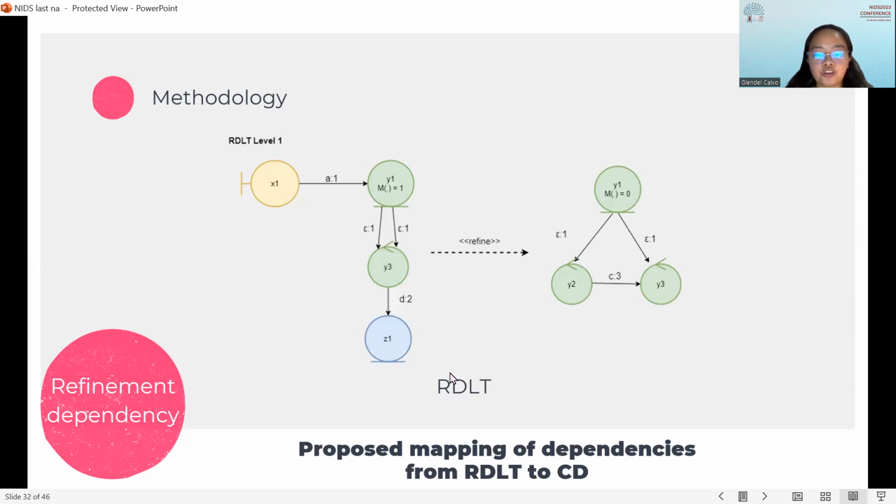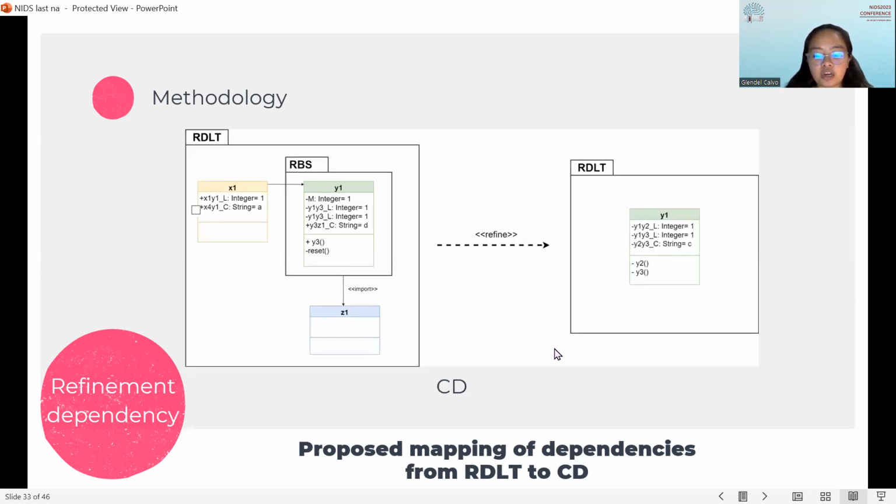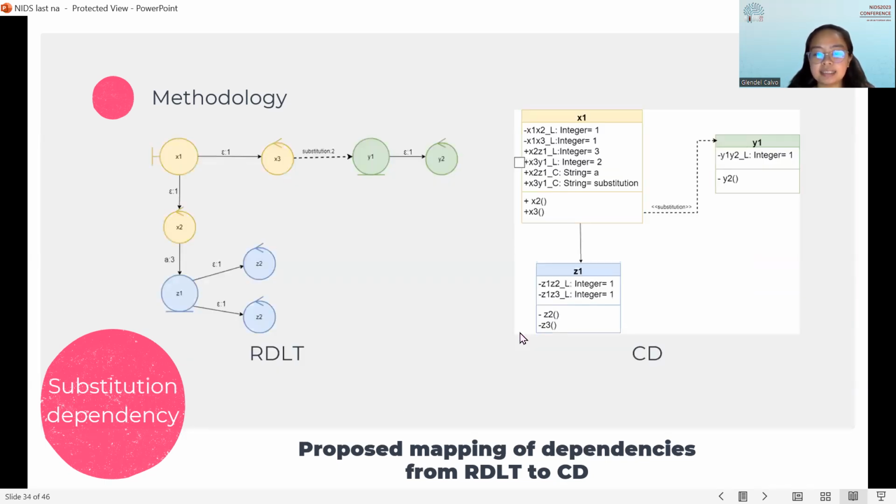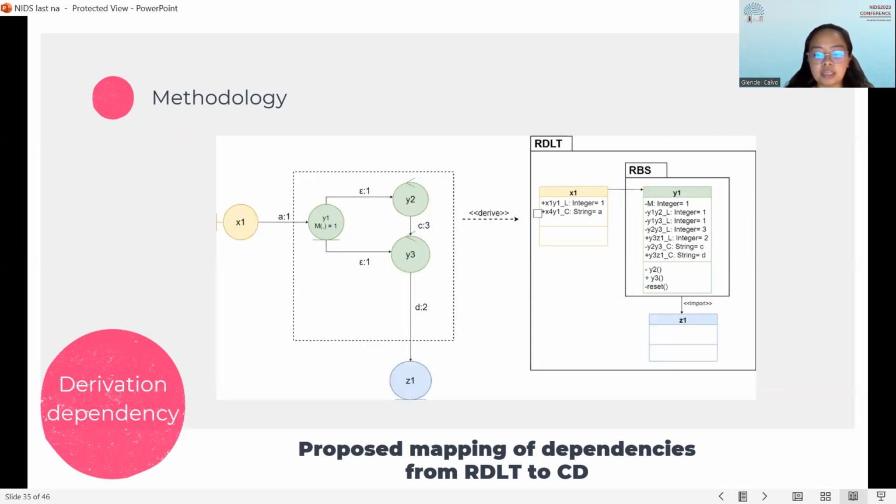Then, as shown in this figure, the RDLT level 2 is a refinement of the RDLT level 1. This figure shows the CD counterpart of the refinement RDLT representation. Next, this figure is an example of substitution dependency in RDLT. The vertex X1 can be substituted by the vertex Y1. This figure shows the CD mapping of the represented substitution dependency. And then we have the derivation dependency, and this CD mapping is derived from this RDLT.